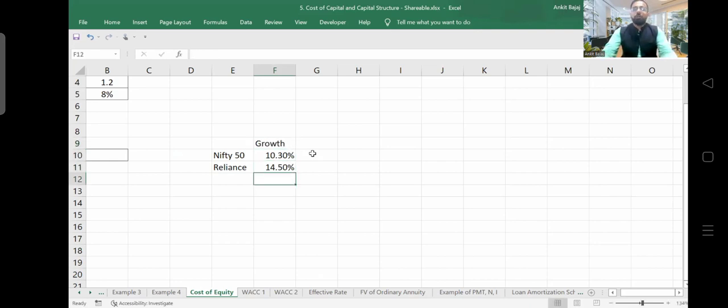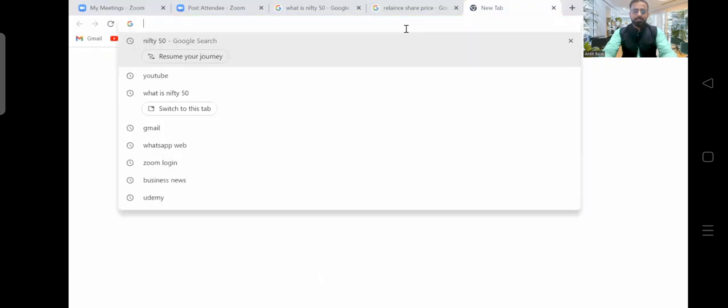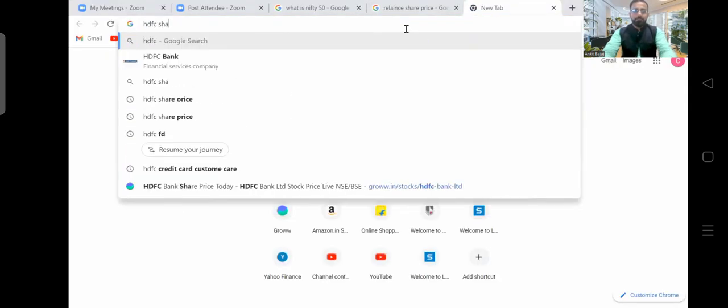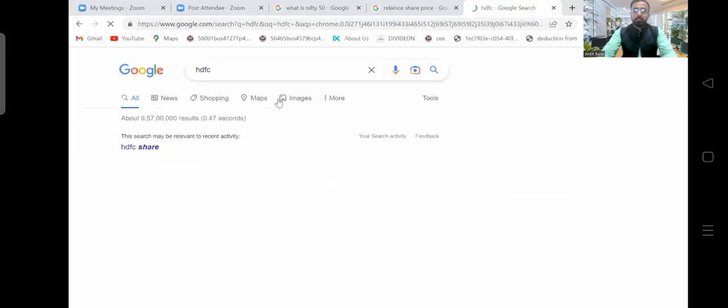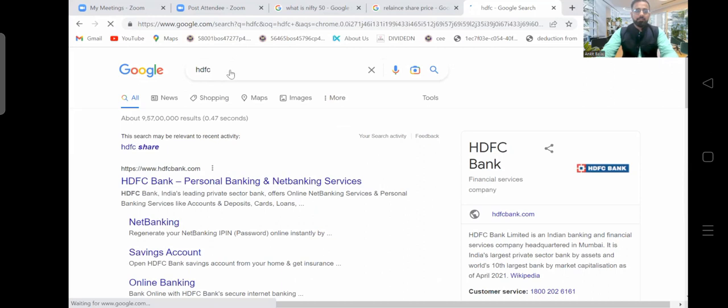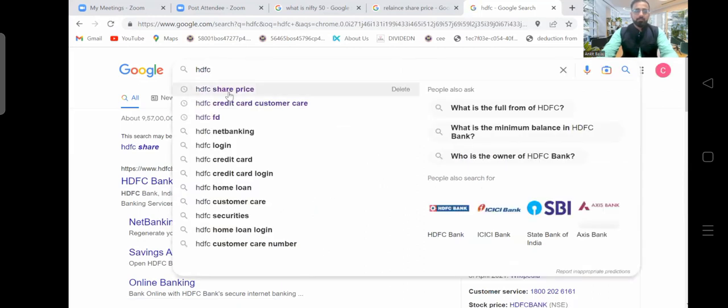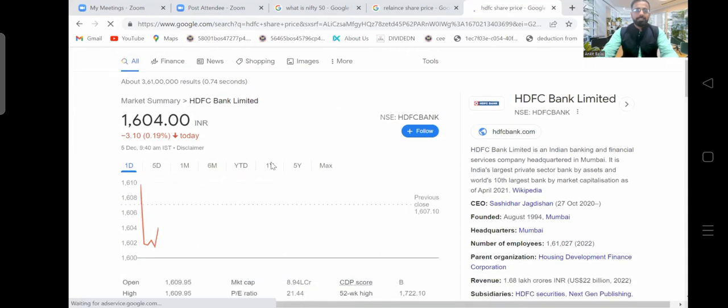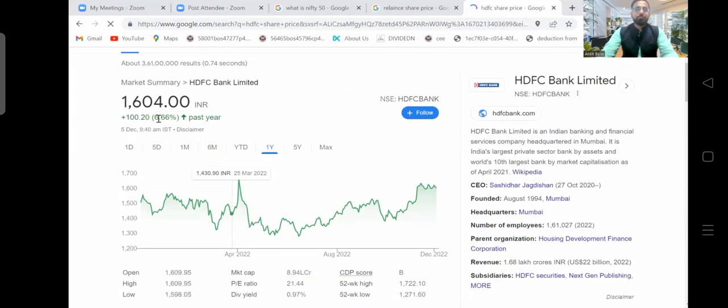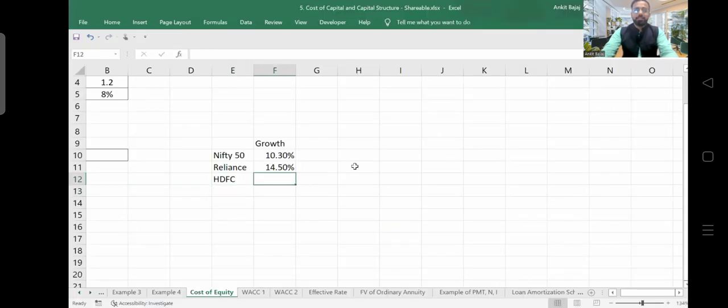Now, further, I will be taking a few more company examples, and then we will be discussing more about other things. If I take the example of HDFC, we will check the share price of HDFC. The 1 year data shows 6.6%. How much growth has HDFC shown? HDFC has shown 6.6% growth, right? Now, first of all, we have to understand how much Nifty 50 has shown, right?